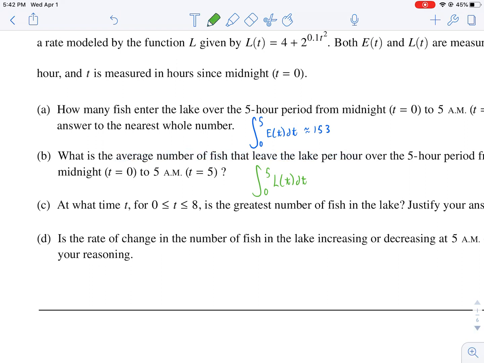So we're doing the average value of a function, so that's where you multiply by 1 over the interval length, which is 5 minus 0. And again, you can just use math 9 for that, and you should get 6.059 fish per hour.